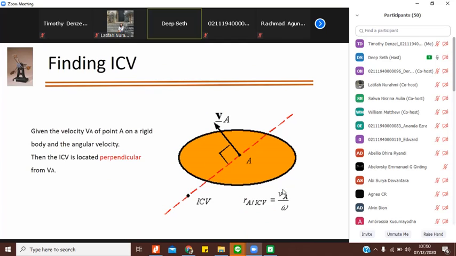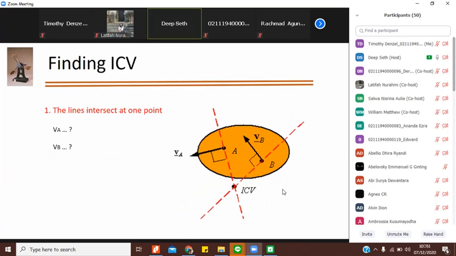if I have given you the velocity of A, for a point A on a rigid body, and the angular velocity, then the ICV is located perpendicular from the VA. Okay. And so the same thing that I was telling you, omega, you can move it here, and this RA ICB means this distance, you just have to enter. So what is this RA ICB? If you know the velocity, if you know the angular velocity, you can find it.